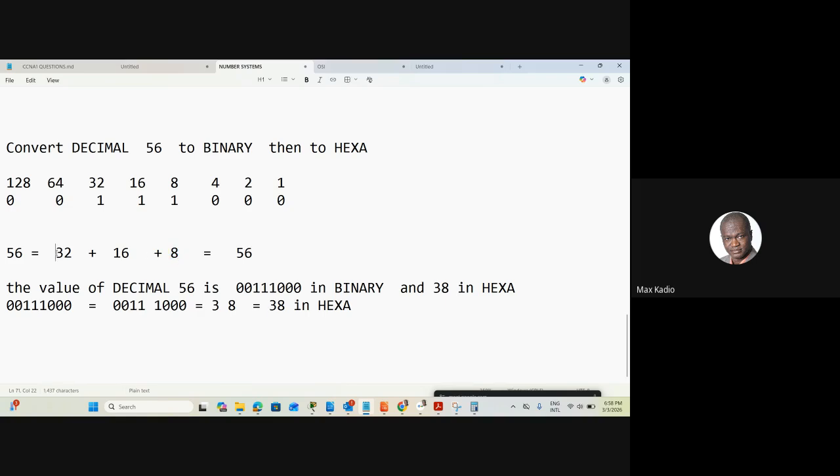When you are done, you take your calculator to double check if it's the same. Then you say the value of decimal 56 is, you copy everything here and you put it here. We see the value in binary. Then from binary to hexa, the same number you divide into 4, 4. Then you take your table. The very first 4 is equal to 3. The second block of 4, you go to your table, is 8. So this is how it works.